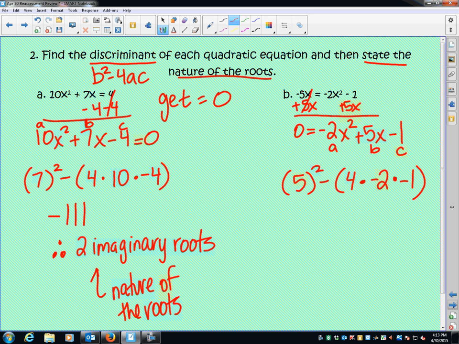Okay, so be very careful. Another misconception that some of us had on the test was that we forgot to get it equal to 0. Therefore, it caused us to mess up.